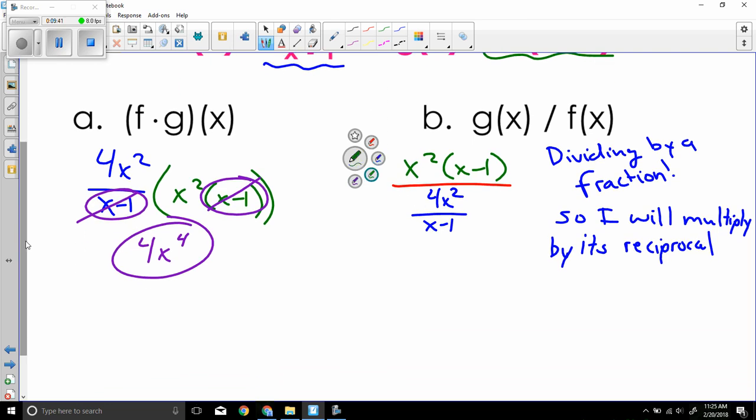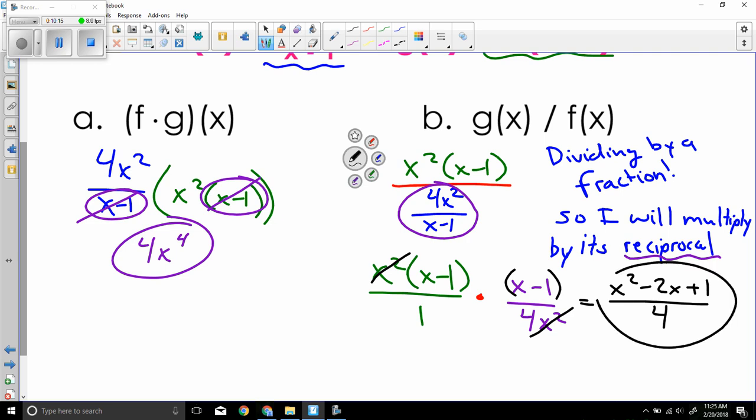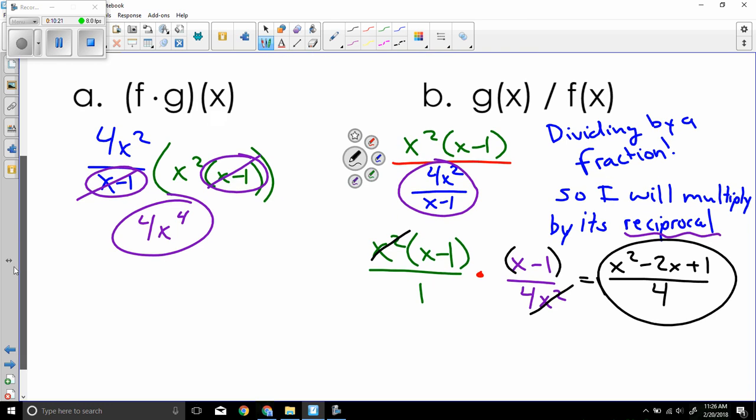Well, let's see what that would look like. That's x squared times x minus 1 over 1. That's the thing on top, times now the reciprocal of this guy here. I'm looking for the reciprocal. Well, that's just x minus 1 over 4x squared. When I get to this point, I can see that this x squared is going to cancel out with this one. I have this guy up here. Well, if I multiply straight across, that'd be x squared minus 2x plus 1, all divided by this. It's not too bad. If you're feeling a little confused, you should stop the video and try to rework that last problem.